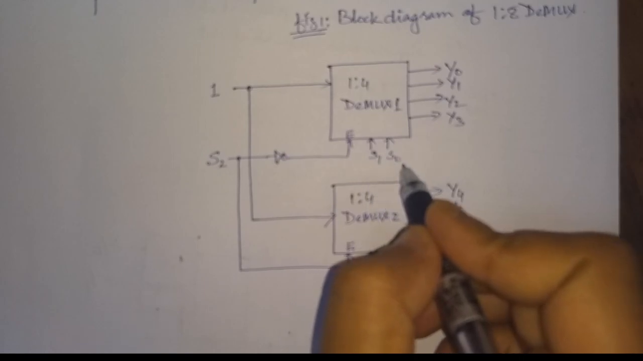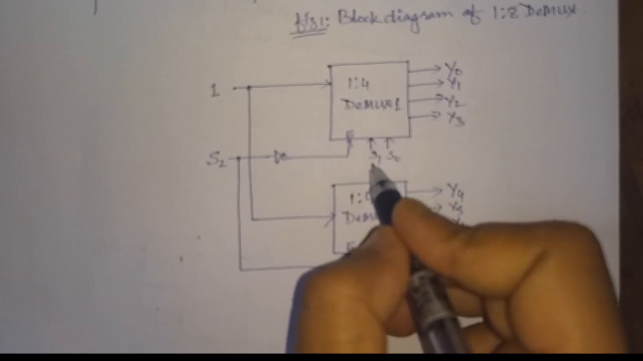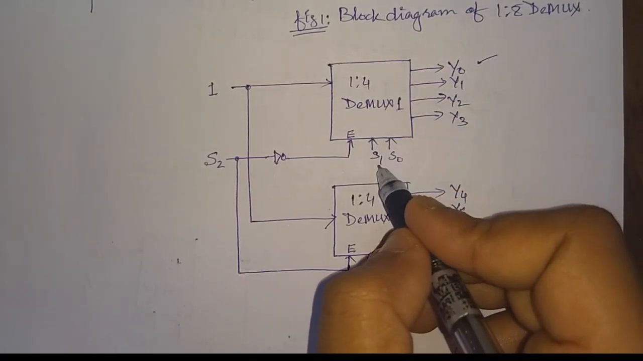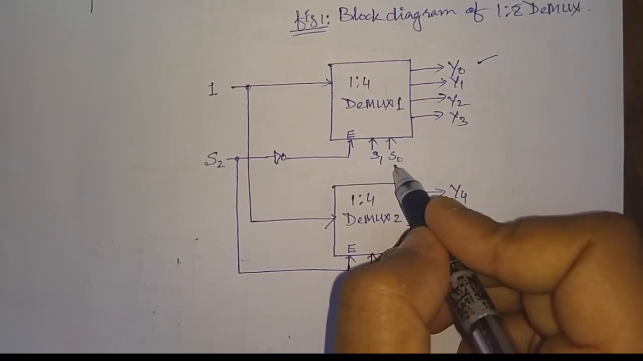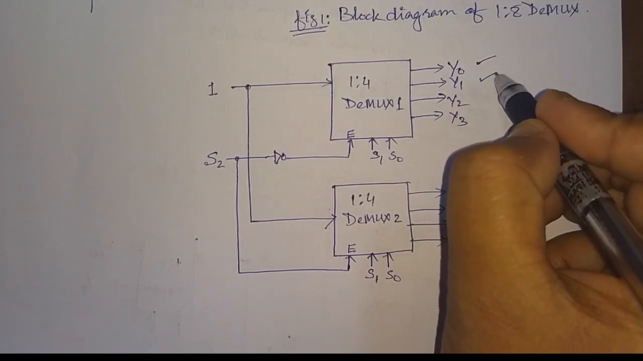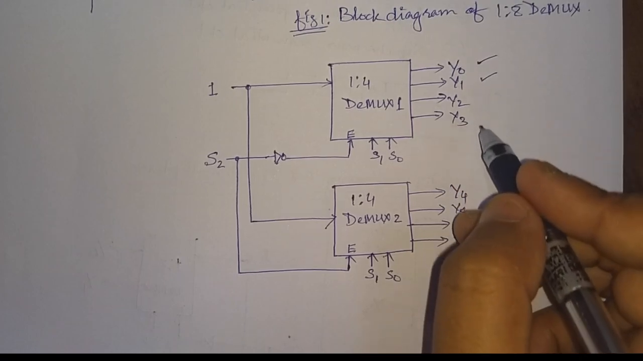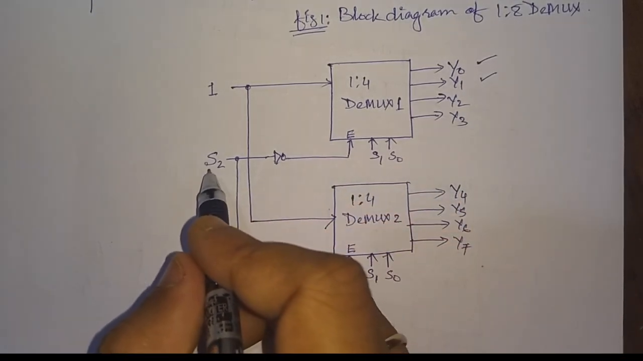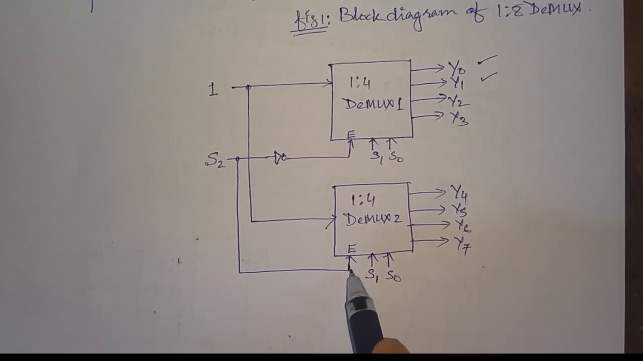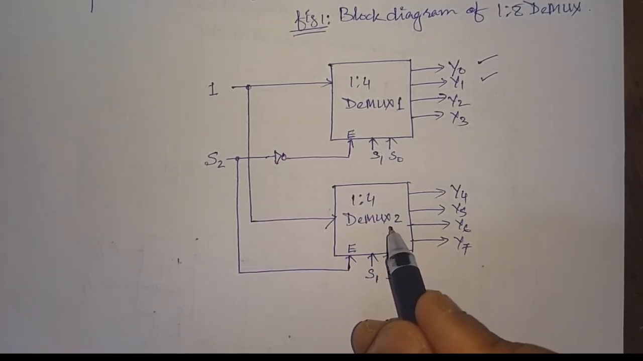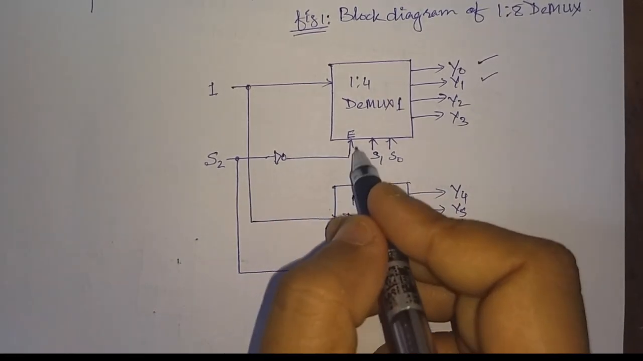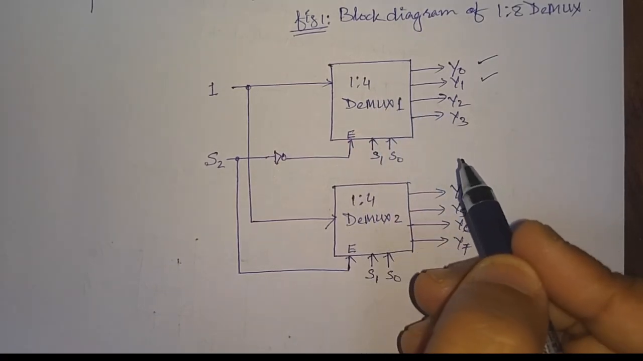So for S1 and S0, we have 4 combinations. Whenever both are 0, we will have output at this port. Whenever S1 is 0 and S0 is 1, from the previous truth table, we will have output at this Y1 port, and so on. And whenever S2 is 1, this demultiplexer is deactivated, because the inverter gives 0 here.